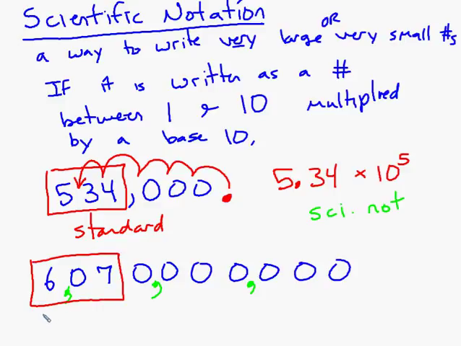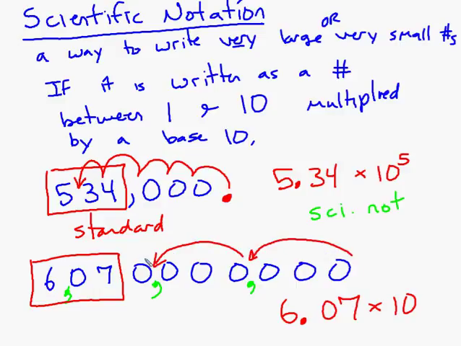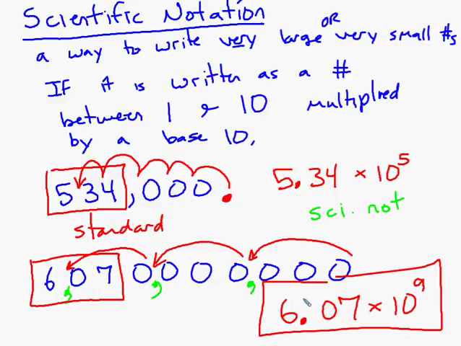You with me? All right, so I'm going to write that as a number between 1 and 10. So that's going to be 6.07. Now it's times 10. Now I need an exponent here to tell me how many times I move my decimal point. Well, 3, 6, 9. So 10 to the 9th. Any questions how we did that?